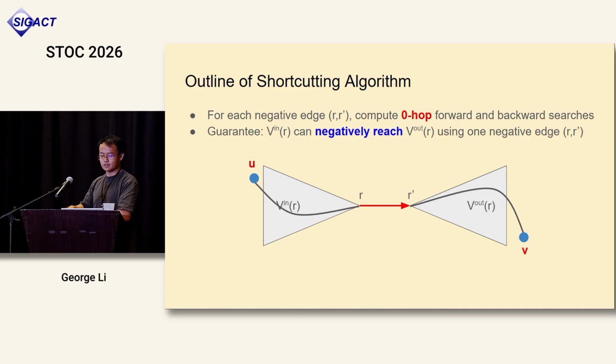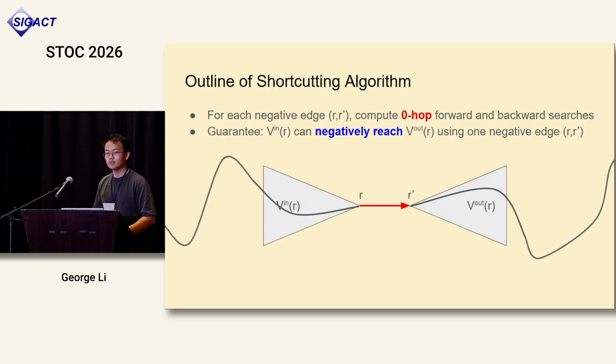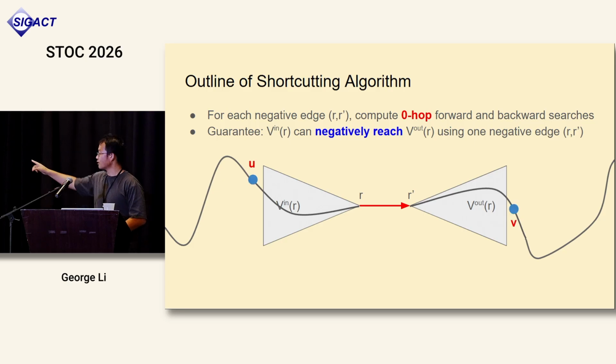Okay, so with these searches in place, let me sketch how we can shortcut. So imagine that there's some arbitrary shortest path in the graph that goes through this R prime negative edge. And let's look at U, the vertex that lies right outside the backward search, and V, the vertex that lies right outside the forward search. So we're going to shortcut in a few cases. And the goal will be to decrease, in this 3-hop subpath, the number of negative edges needed.